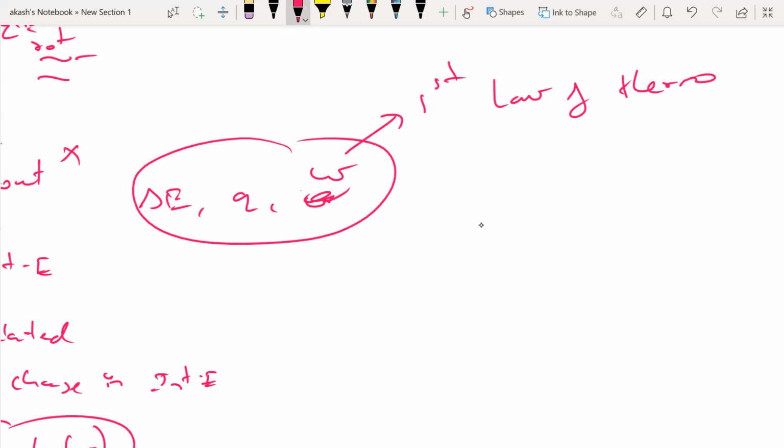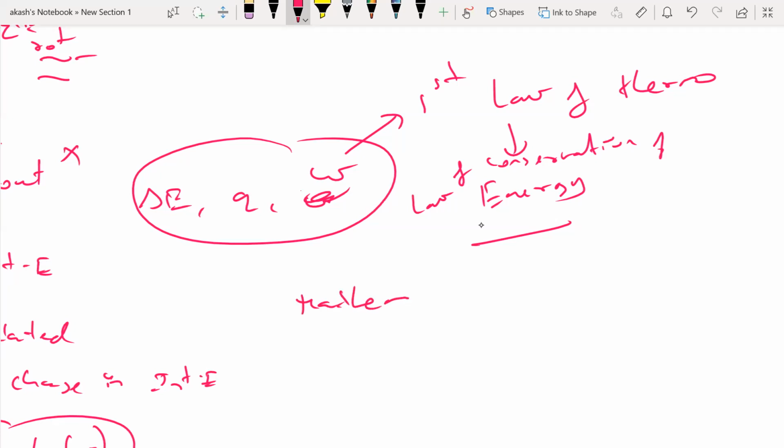Now, the first law of thermodynamics, if you look at the statement, is nothing but the law of conservation of energy. Energy can neither be created nor be destroyed, but can be transformed from one form to another form. That is the statement. It's very simple. Law of conservation of energy is the statement of the first law of thermodynamics. But if I look into the mathematics of the first law, this is how you'll be able to write.